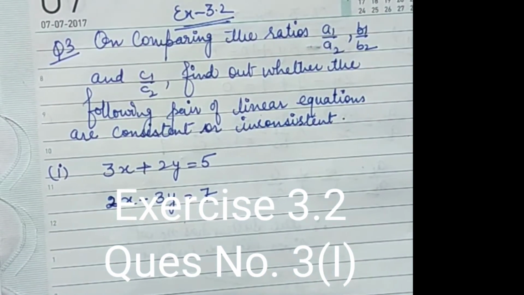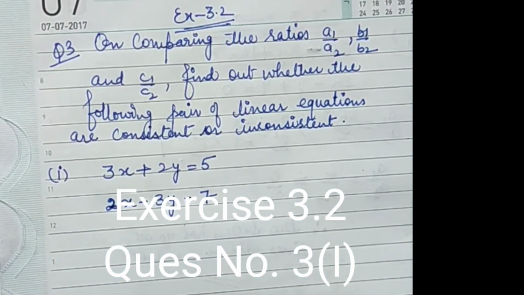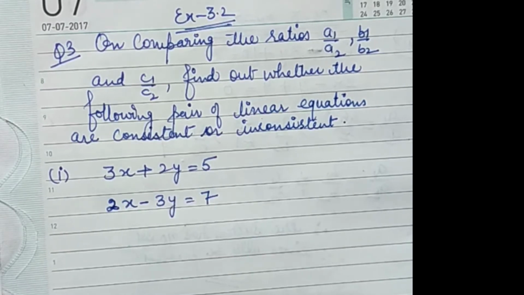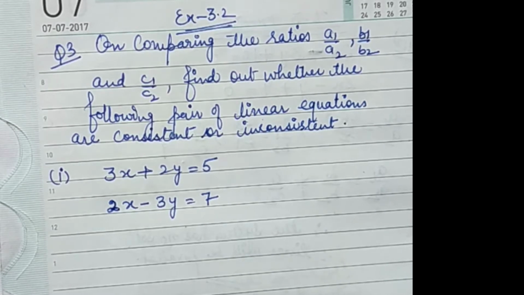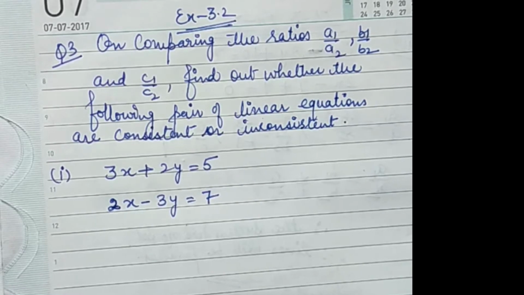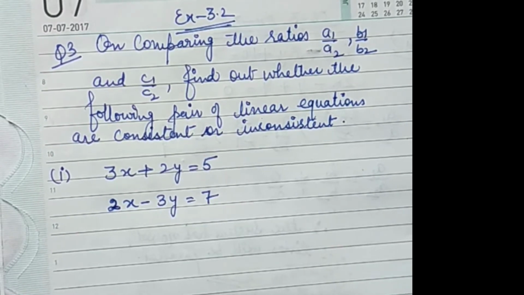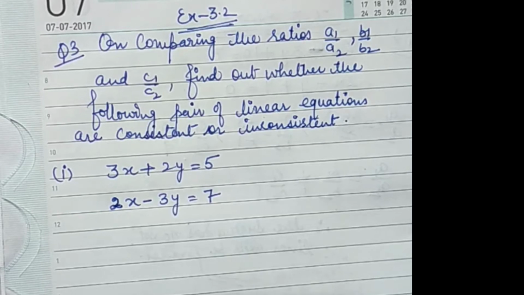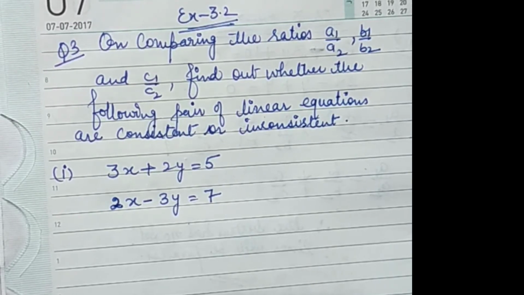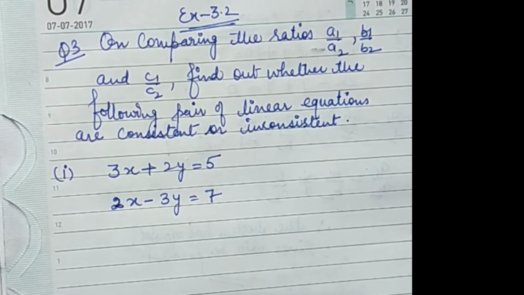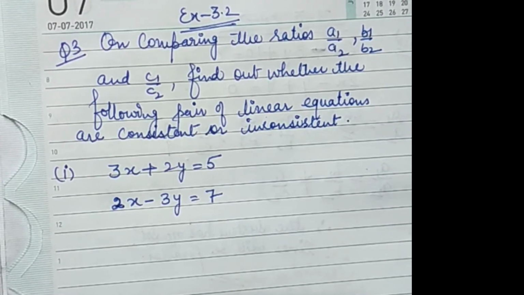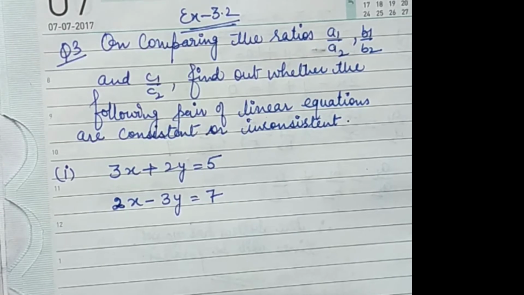So this is question number 3 now. On comparing the ratios A1 over A2, B1 over B2 and C1 over C2, find out whether the following pairs of linear equations are consistent or inconsistent. As we have done in the interpretation table, I have told you the system is consistent whenever it has some solution, and if it has no solution, that means two of the ratios are equal and the third ratio is unequal, at that time the system has no solution. Only in that case the system will be inconsistent.